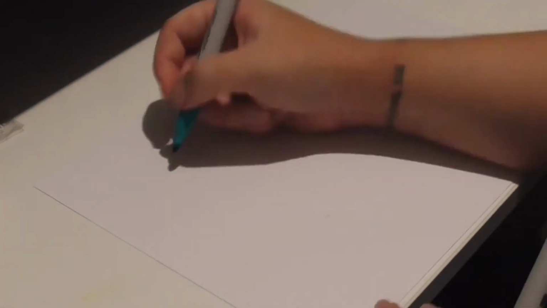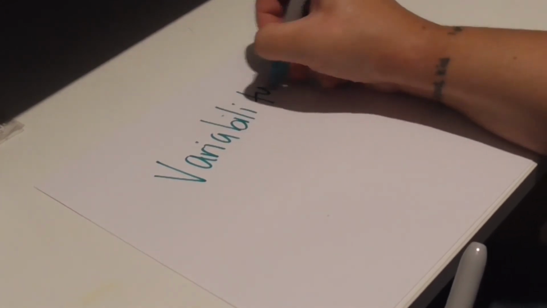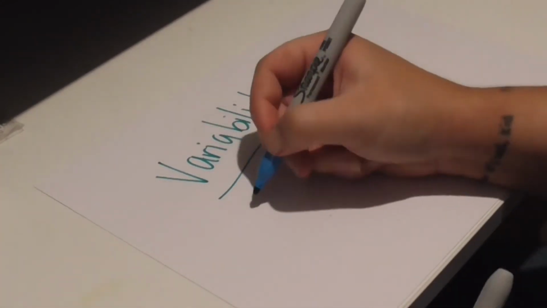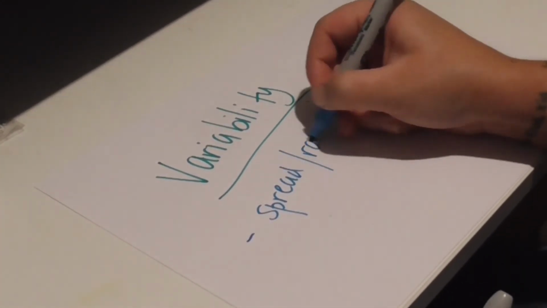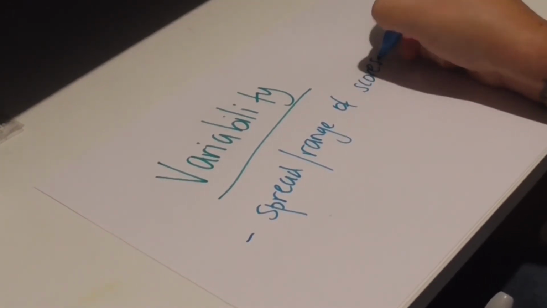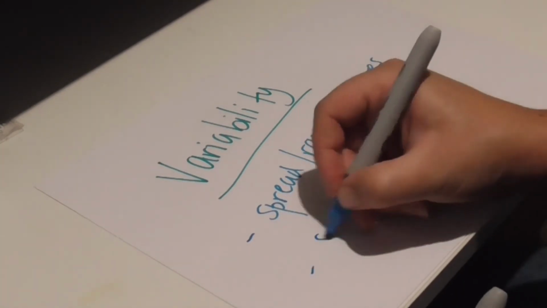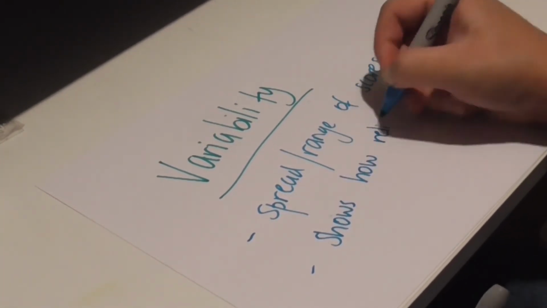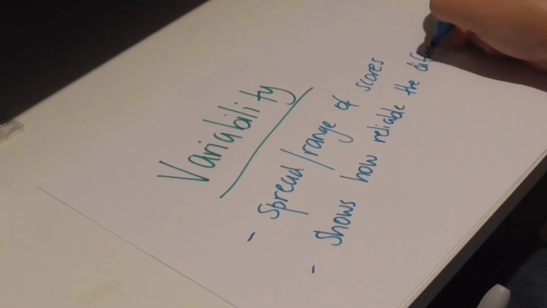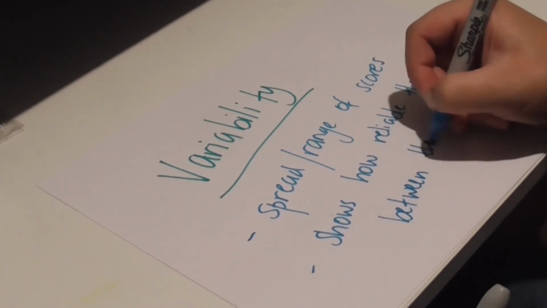Graphs and averages don't tell the whole picture though. We also need to look at variability. How spread out were the scores? Were they all pretty much the same? Or were there some that were really, really high and really, really low? This adds another dimension to the analysis of our results. So we're looking at the spread or the range of scores. This shows how reliable that difference is between the two means.